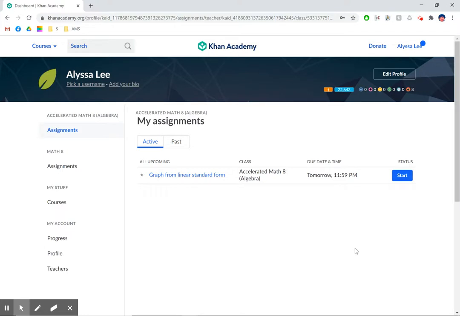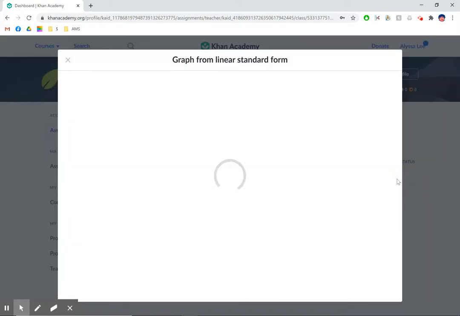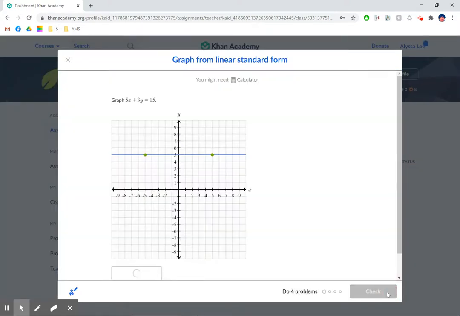Okay, keep looking at your Canvas page, those notes in the mini lesson about standard form. The advantage of standard form is you can find both of your intercepts very easily. So let's use this as an example. I'll go straight to your exercise.